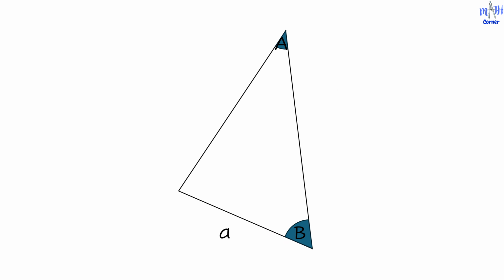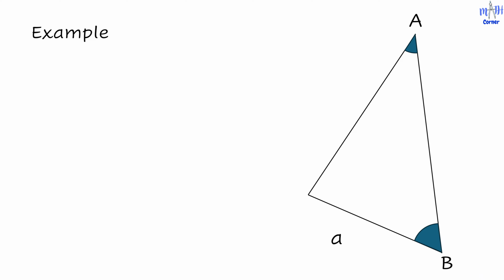Example: solve the triangle given angle A equals 40 degrees, angle B equals 60 degrees, side A equals 8 units.